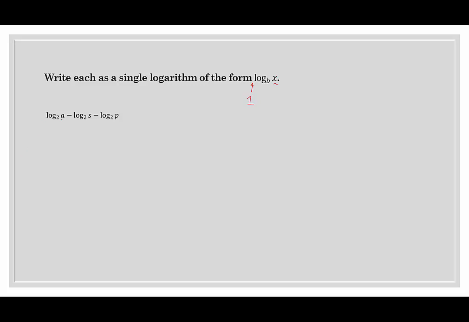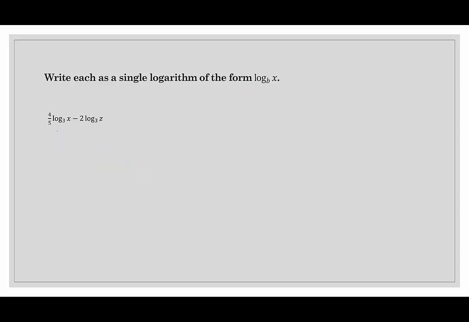Okay, so here's what I'm noticing. We don't have any coefficients to worry about, but we do have some subtractions. Remember what the subtraction means? That means that those pieces will be in the denominator of that one single argument. So we write normal size log base 2, and then we're going to have a in the numerator, and we're going to have s times p in the denominator, because they both come after subtractions, and that's all we can do to condense this logarithm. So we're done. Not so bad, right?